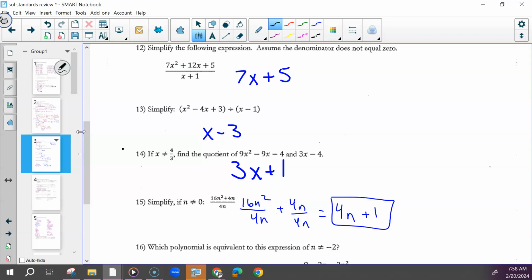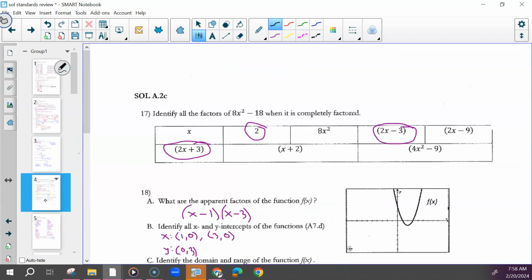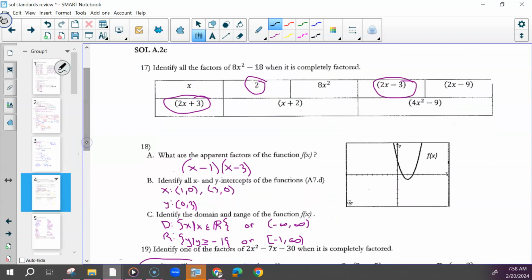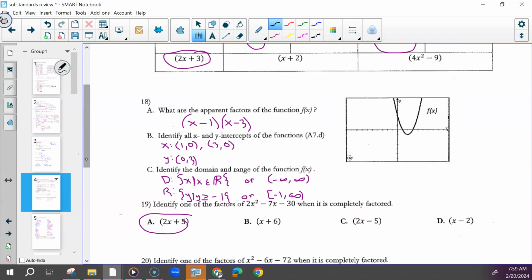Okay, next page. 17. Circle these three things: 2x minus 3, and 2x plus 3. 18. In parentheses, write x minus 1 and then x minus 3.